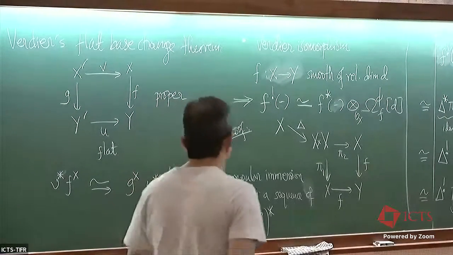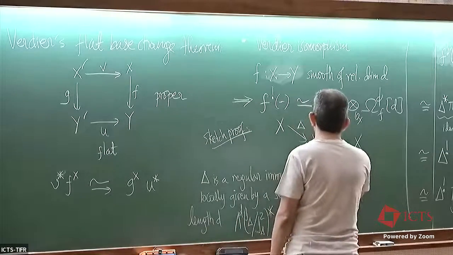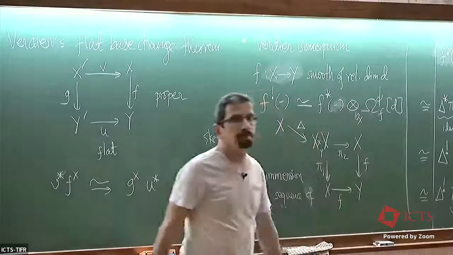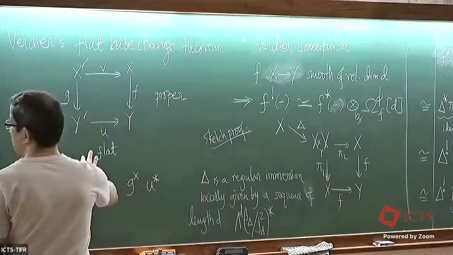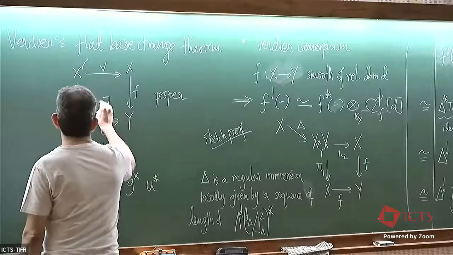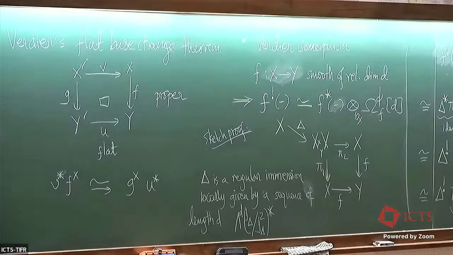Yeah, x cross x over y. Yeah, that's the fiber product. This is a Cartesian square. Yeah, this was also a Cartesian square here. Everything, all the squares drawn so far, are Cartesian squares.